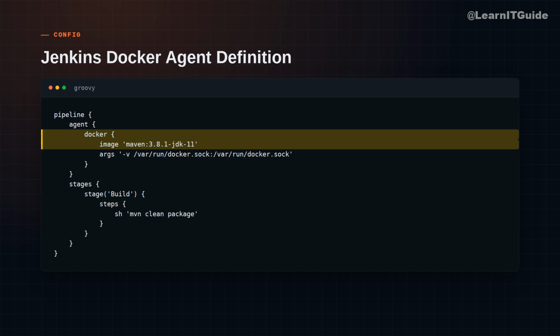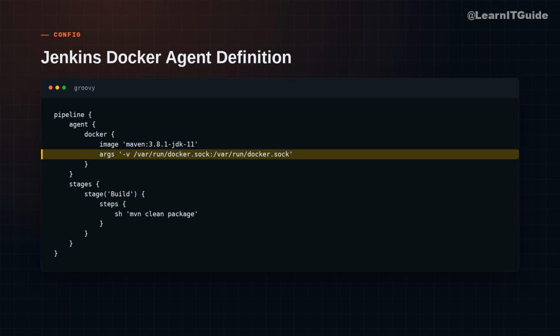On line 3, we define the Docker image, which pulls a specific version of Maven. This ensures that every build runs in an identical environment, eliminating the "it works on my machine" problem. On line 5, we mount the Docker socket, which allows the agent to spawn other containers if needed.